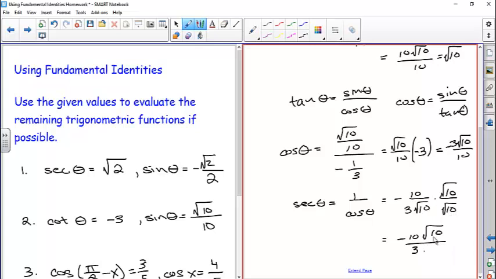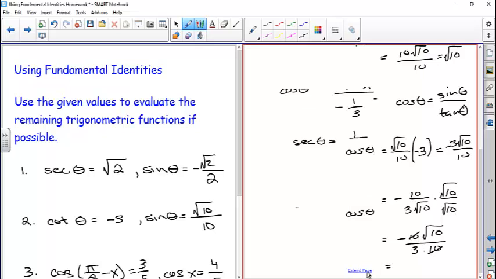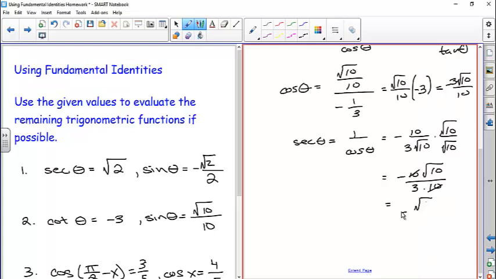Because the square root of 10 times the square root of 10 is 10. The 10's cancel out, and you get negative the square root of 10 over 3. Now if you think about what's going on here, if we drew a triangle and theta was this angle, we could use one of these, like the sine, opposite over hypotenuse.